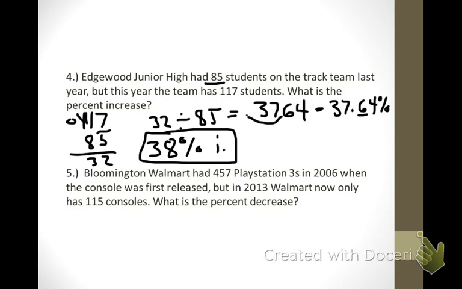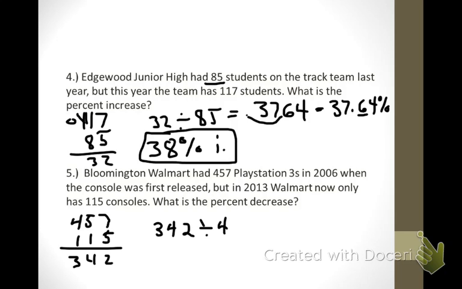And then the final problem, Bloomington Walmart had 457 PlayStations in 2006 when the console was first released. Now in 2013 they only stock 115, so we need to subtract 457 and 115. Since the other 2 are just years, we're not going to use those. We're not looking for the change in years. The difference between those 2 numbers is 342. I'm going to take 342 and divide it by 457.